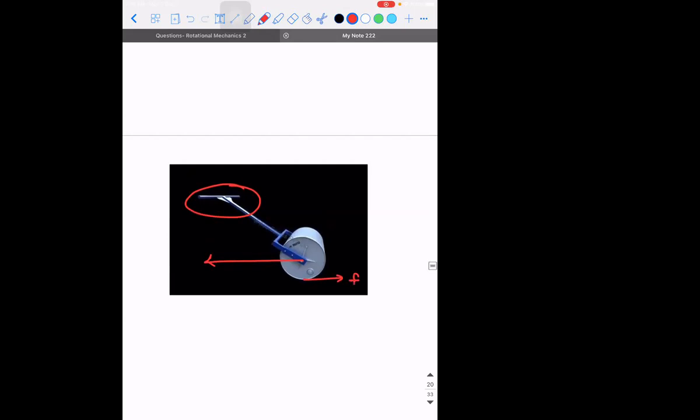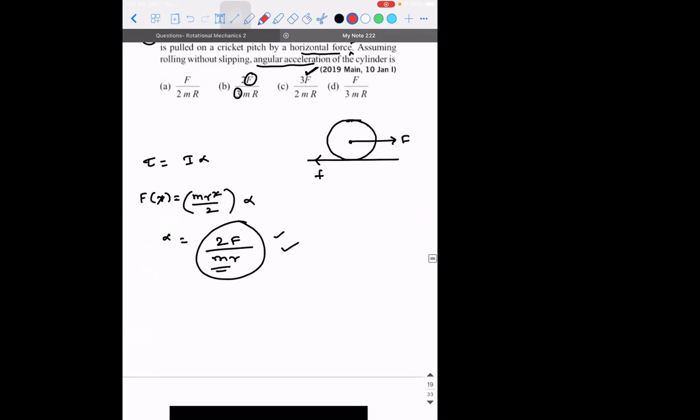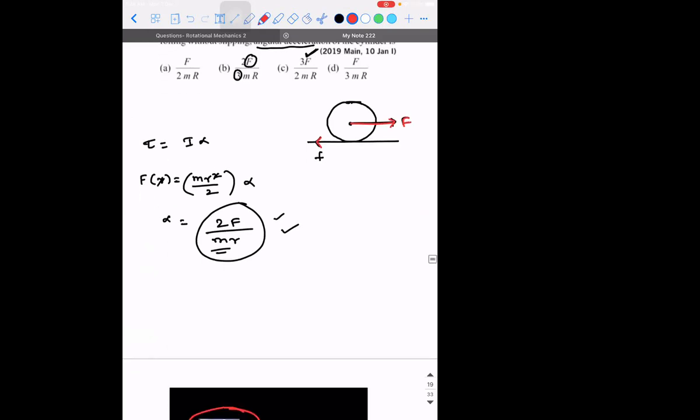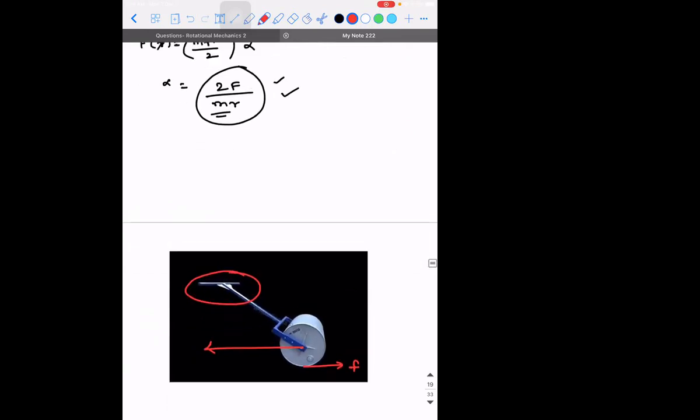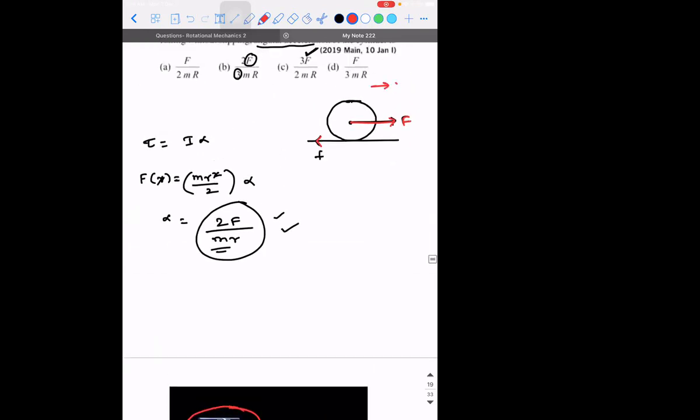So in this context, who is responsible for the rotational motion of the object? Is it the horizontal force or the frictional force? As we discussed, it is the frictional force. Now tell me, guys, acceleration will be in this direction, angular acceleration will be in this direction. So this approach is wrong. So what am I supposed to do? Tell me how to frame the equations.